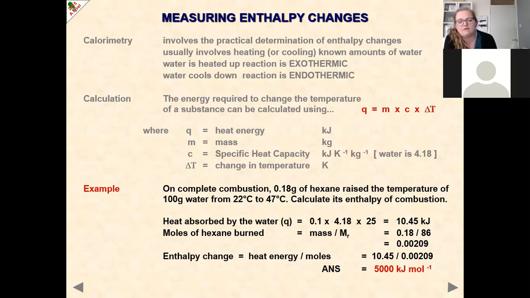Okay, so let's look at the moles of hexane burnt. Well, our mass is 0.18. Our relative molecular mass is 86. So 0.18 divided by 86 would give us 0.00209. Finally, to work out our enthalpy change, we just need to do our heat energy, which is Q, divided by moles. So we've got 10.45 divided by our moles of hexane, which is 0.00209, which should give us 5,000 kilojoules per mole as our enthalpy change.